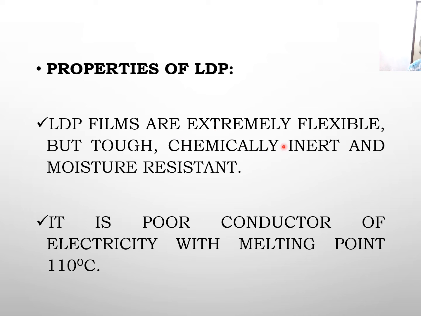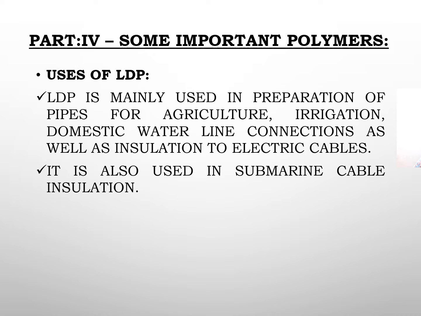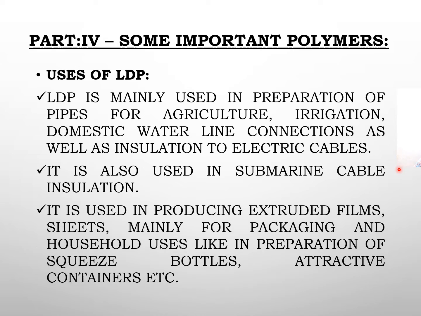Now LDP films are extremely flexible but tough, chemically inert and moisture resistant. It is a poor conductor of electricity and it has a melting point of 110 degrees Celsius. Uses of LDP: LDP is mainly used for preparation of pipes for agriculture, irrigation, domestic water lines, as well as insulation of electric cables. It is also used in submarine cable insulation. It is used in producing extruded films and sheets, mainly for packaging and households, like squeeze bottles and containers, etc.